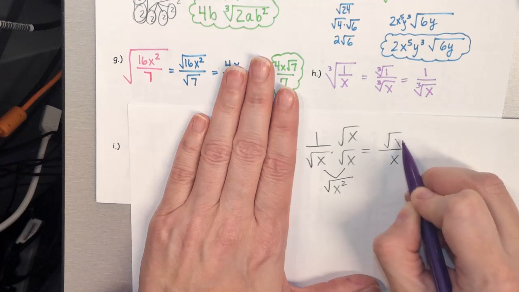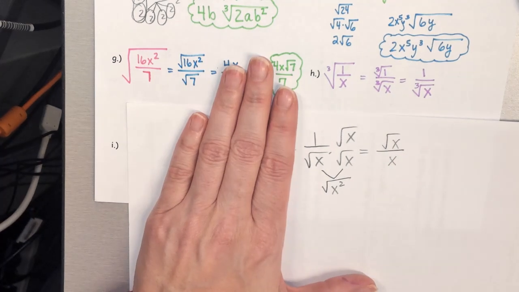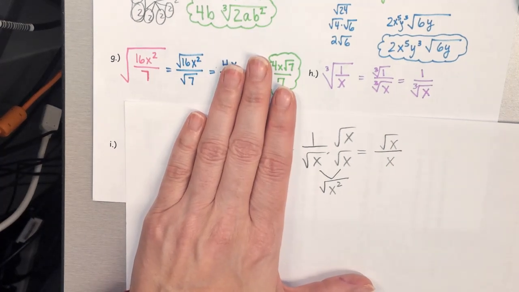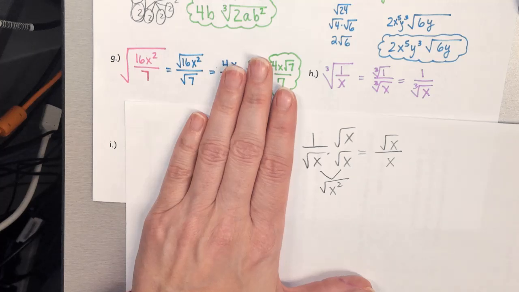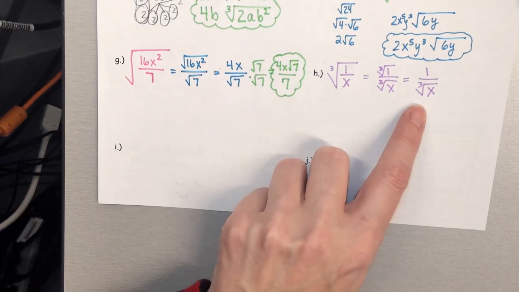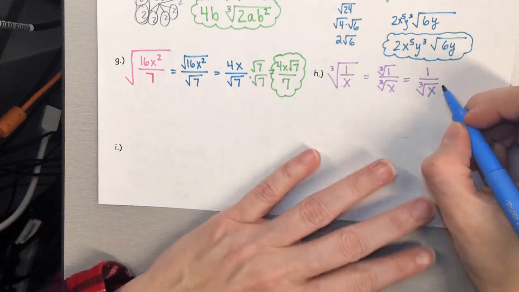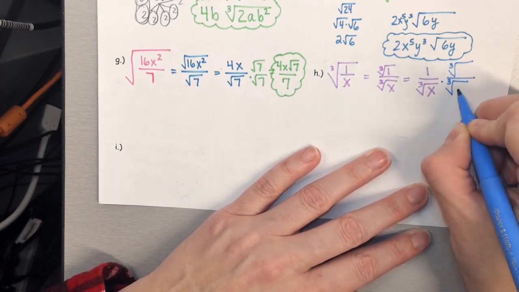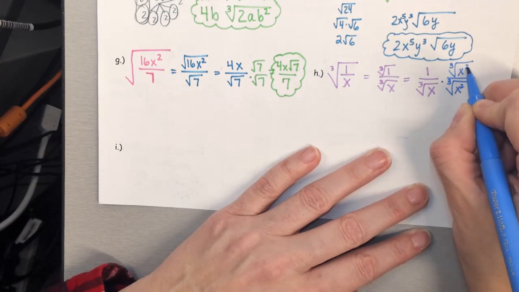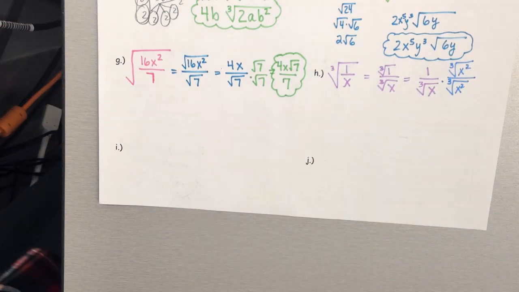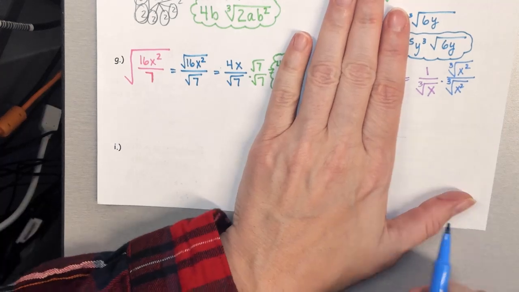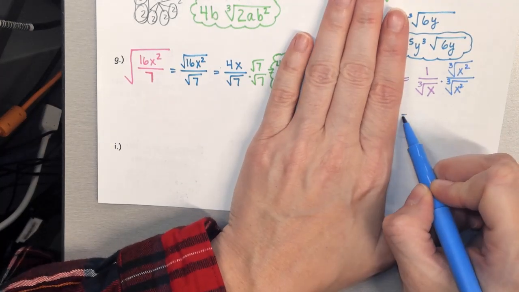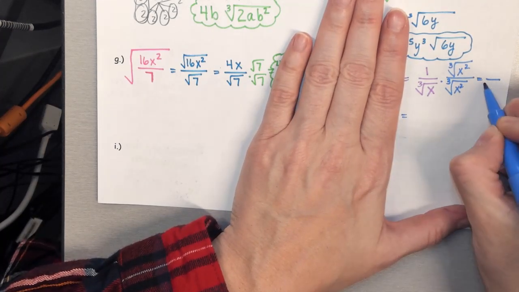2. Now we're going to deal with a cube root. So how many factors do you need in order for it to simplify? You need 3. So if you have the cube root of x, we have to multiply it by the cube root of what? X squared. Good.